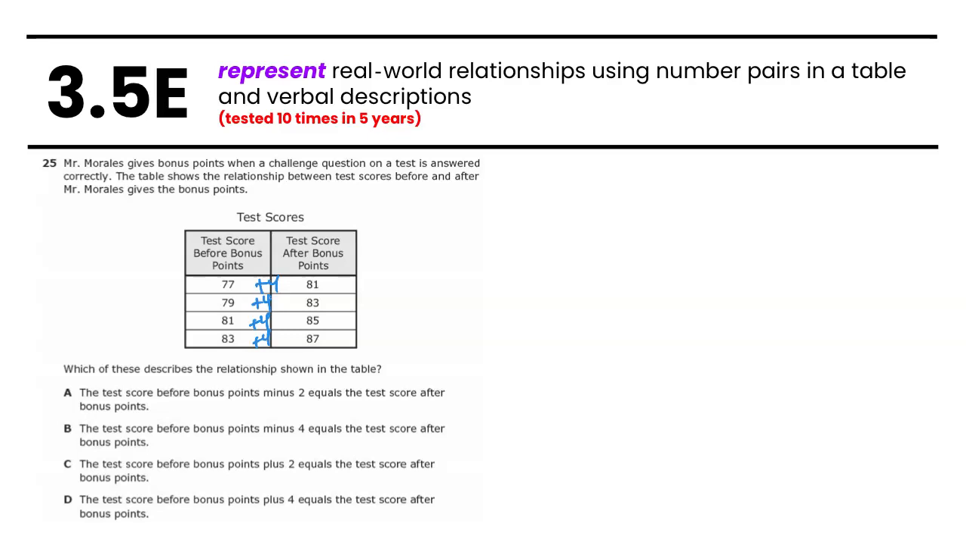When it comes to STAR 2.0, this would make a great drag and drop question, or perhaps an inline choice, where students are having to figure out which of these 4 options go into the sentence. What we notice here is that the test score before points plus 4 equals the test score after bonus points, which of course would be letter D as the correct answer.